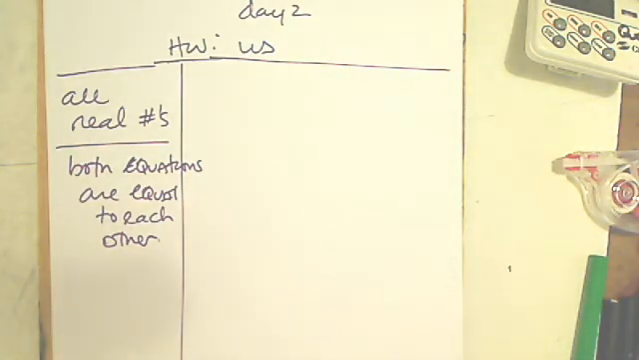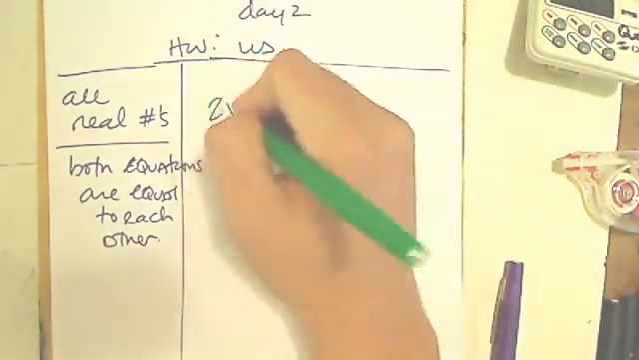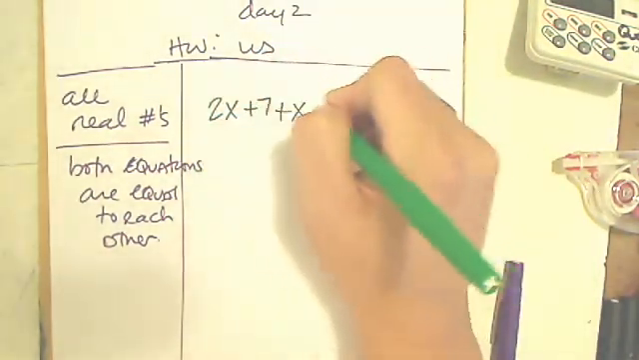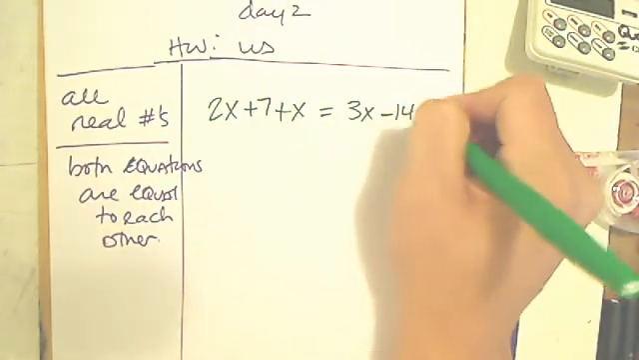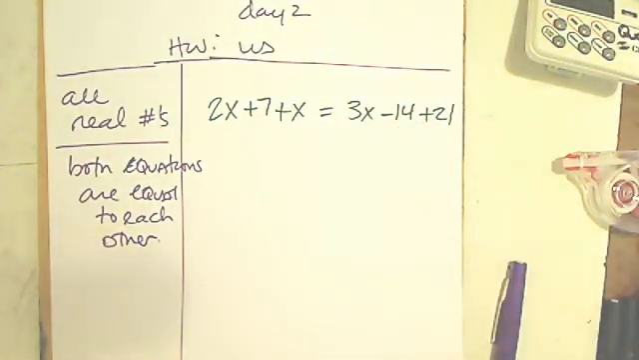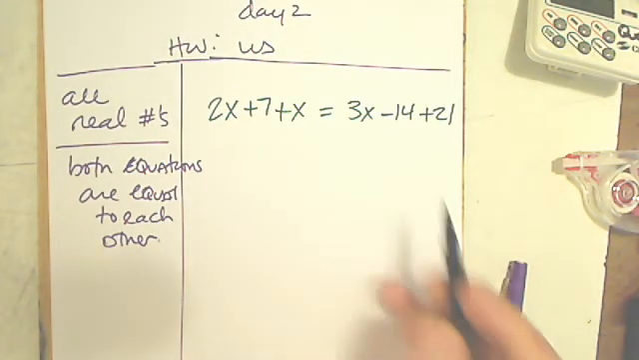For example, if you feel pretty comfortable about this, go ahead and work this out. 2x plus 7 plus x equals 3x minus 14 plus 21. There's a lot to clean up here. Let's clean this up. Danielle, what do you have to do? How do we clean this?